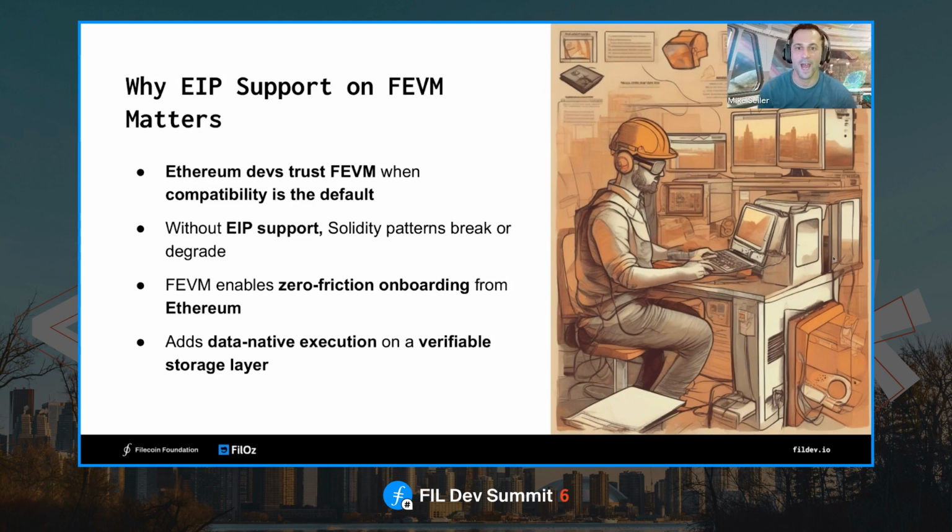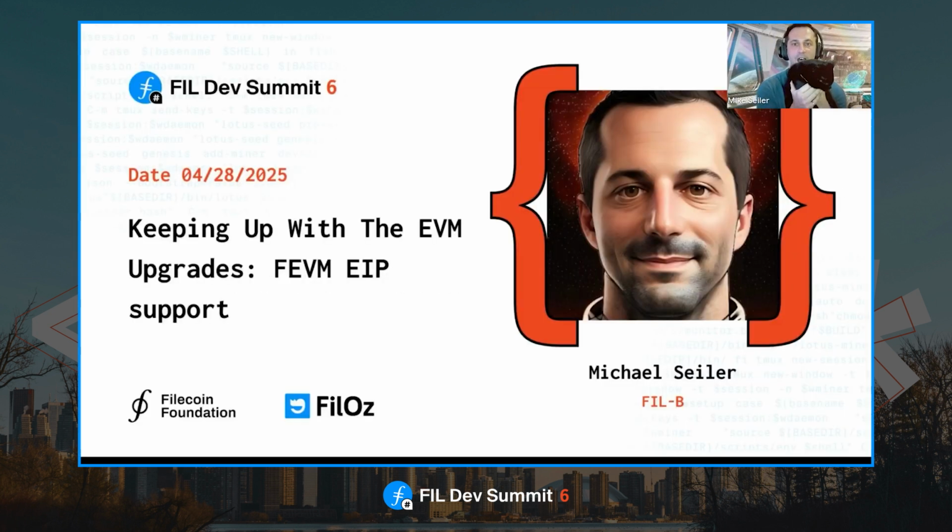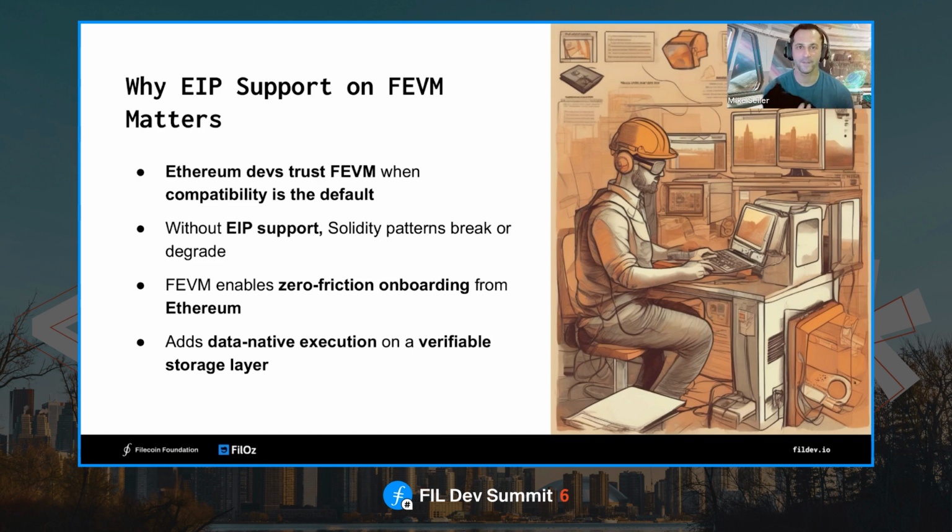Let's start with why this even matters. In one sentence, developer trust and smooth onboarding. Ethereum developers will trust FEVM, the Ethereum compatible VM, only if it behaves like the Ethereum they know. This means that when Ethereum gets new features or fixes, those EIPs, we want FEVM to have them too. If we didn't keep up, a lot of Solidity patterns might break, or at least get weird on Filecoin, right?